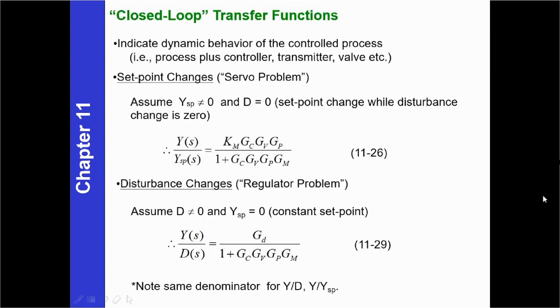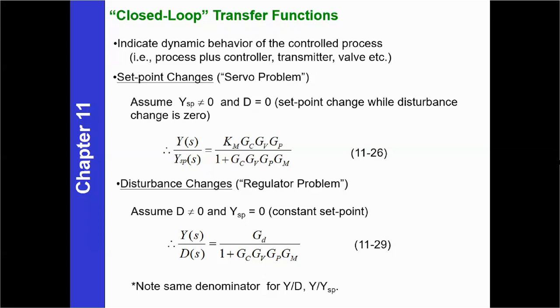So the closed loop transfer functions indicate the dynamic behavior of the controlled process, that is, the process plus controller, transmitter, valve, etc. In the block diagram, we see 5 elements for controlling the process. These 5 elements include the controller, the transmitter, and the valve, etc. And set point changes are one of the problems in this case.